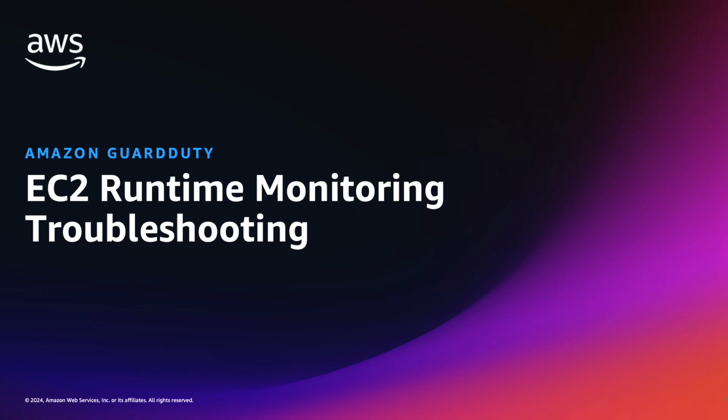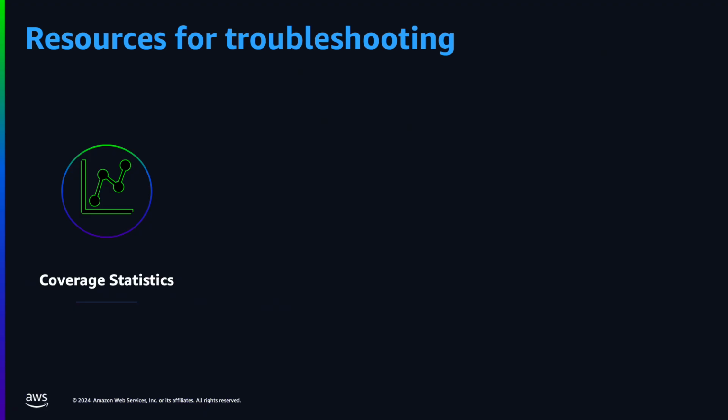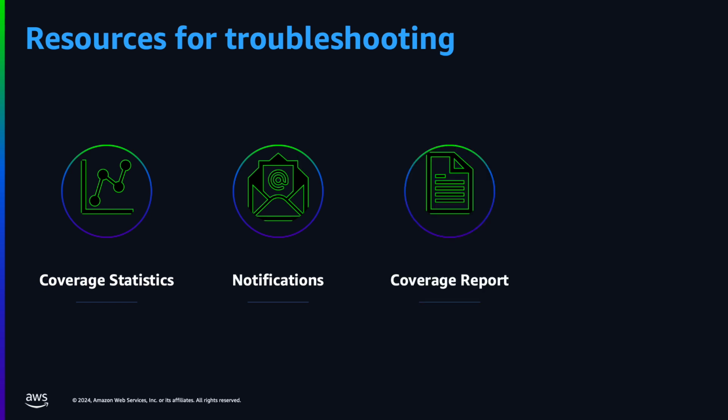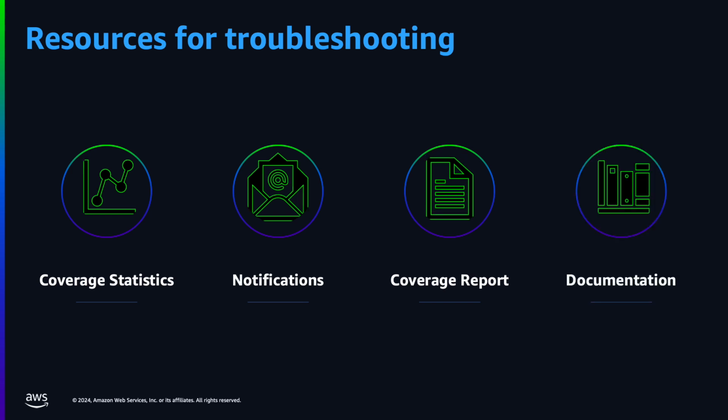In this video, we are going to discuss resources to help you troubleshoot issues with Amazon GuardDuty Runtime Monitoring for Amazon EC2. The resources we will discuss today are capturing coverage statistics for visible coverage of your EC2 instances and their health, leveraging Amazon EventBridge to create notifications delivered straight to you to keep you up to date on the health state of EC2 instances, creating a report to view Amazon GuardDuty multi-account and multi-region coverage, and a list of documentation that will help you navigate through troubleshooting steps.